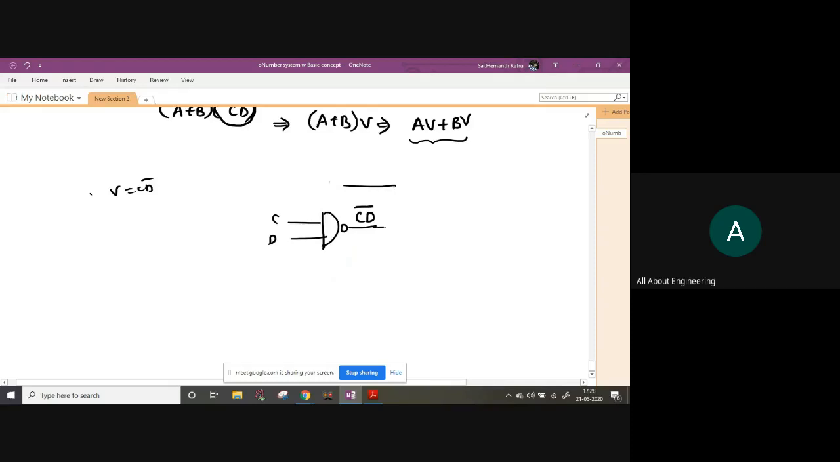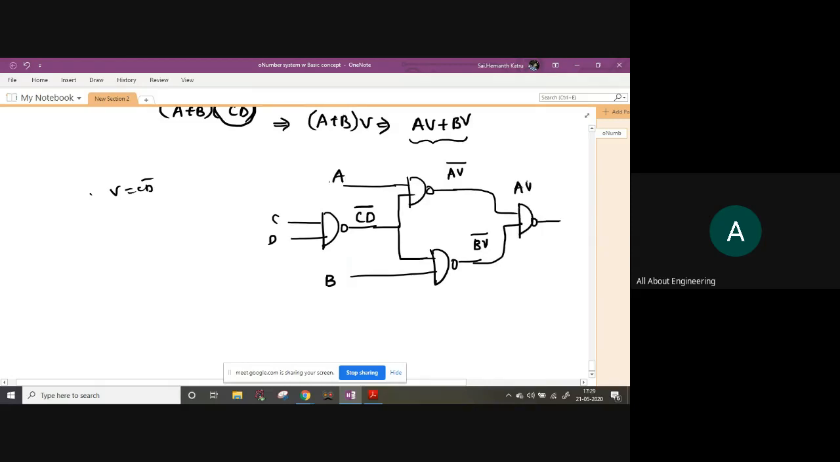So let me give V to one more NAND gate with one input as A. I will get AV whole bar, and again I am giving V to one more 2-input NAND gate with the other input as B. So here I will get BV whole bar. Now I am going to give these two to one more NAND gate. So I will get AV bar and BV bar whole bar, which is nothing but AV plus BV. Now let me count these gates: 1, 2, 3, and 4. So in total, the answer was 4.